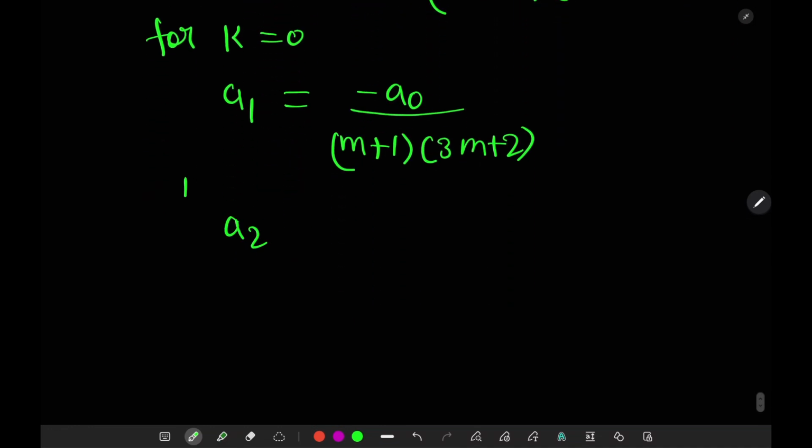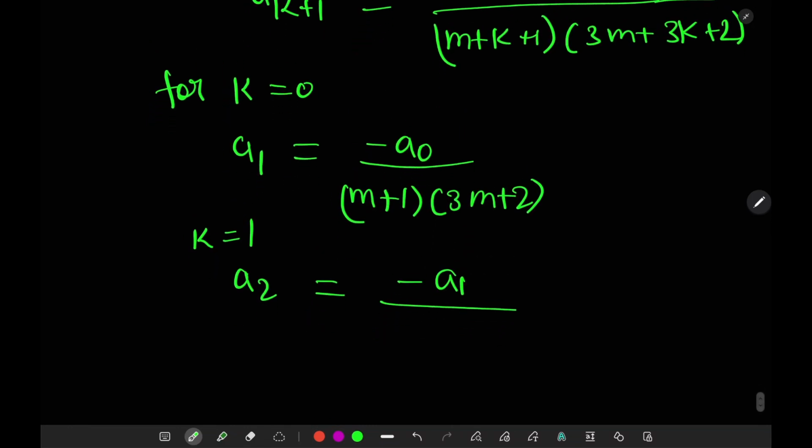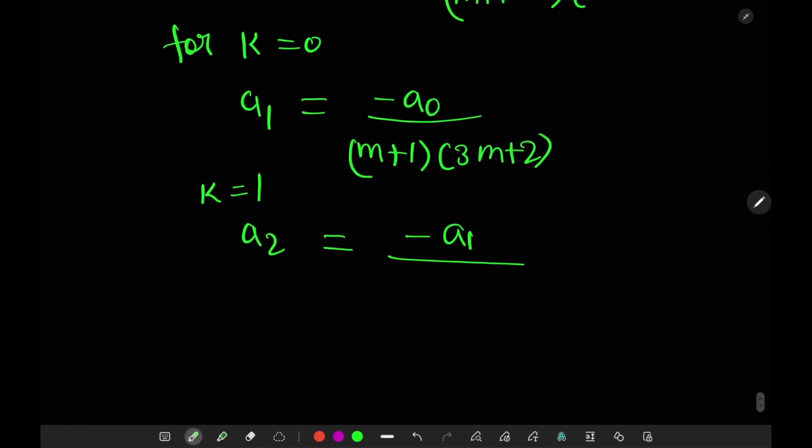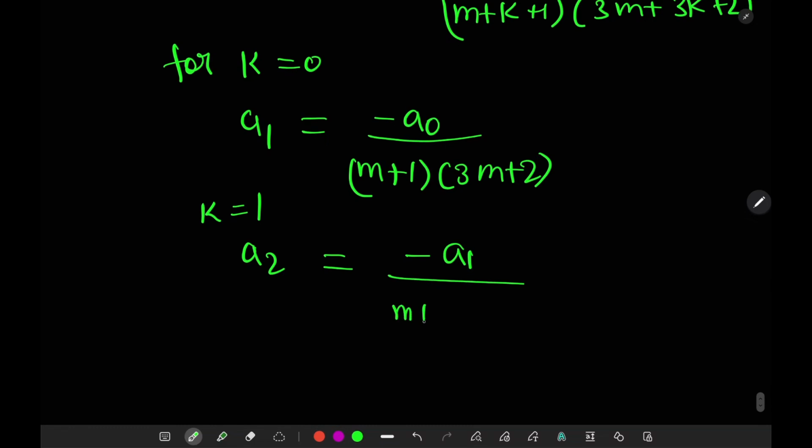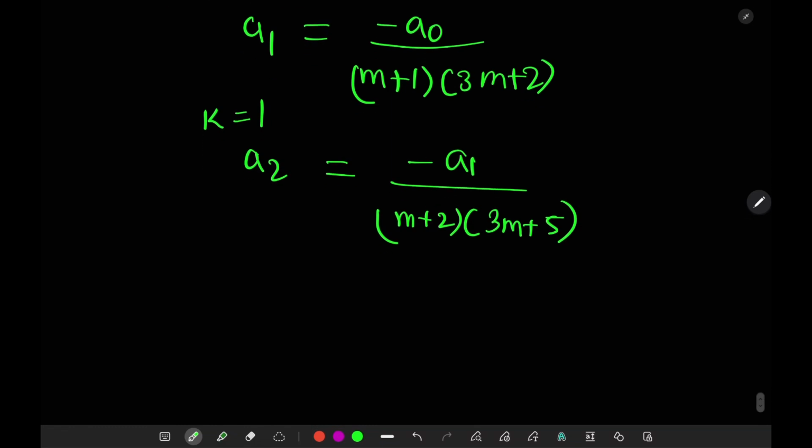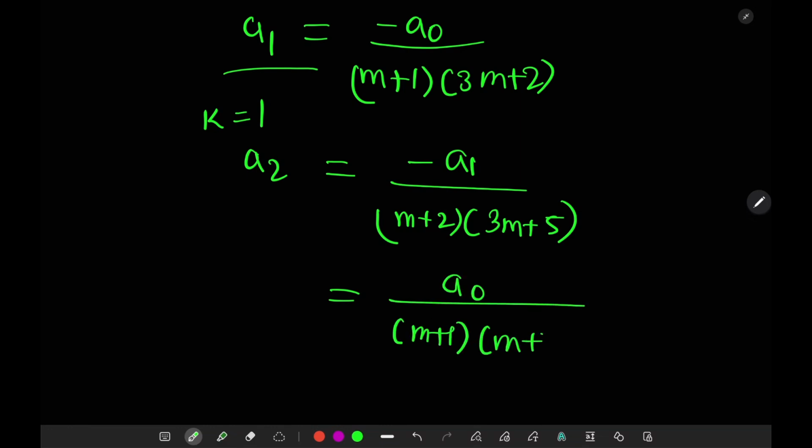Similarly for k equal to 1, we get a2 is equal to minus a1 divided by m plus 2 into 3m plus 5, or here this is the a1 value, so we can put it here, this will come this.